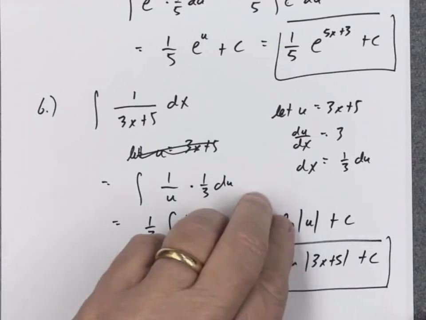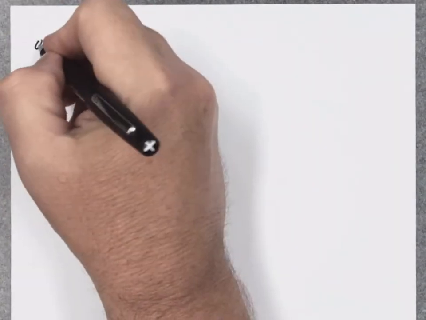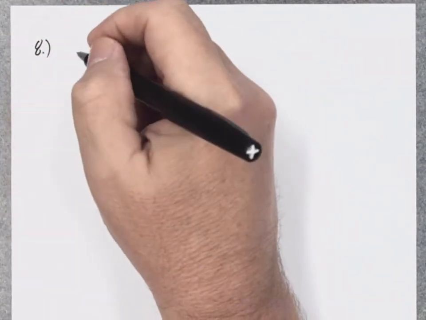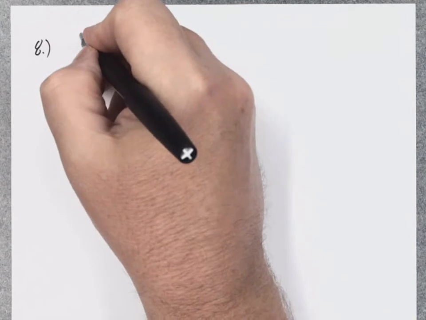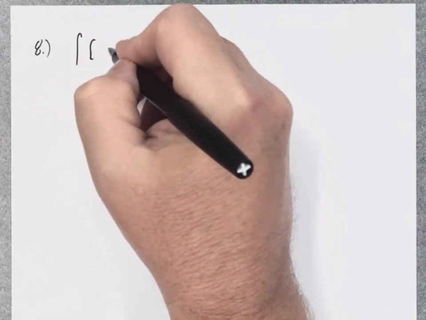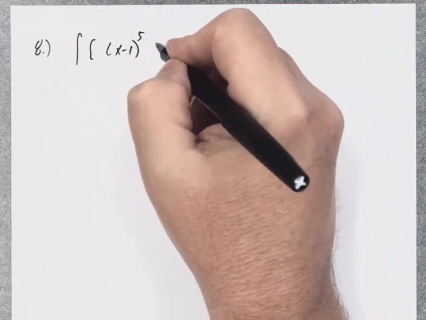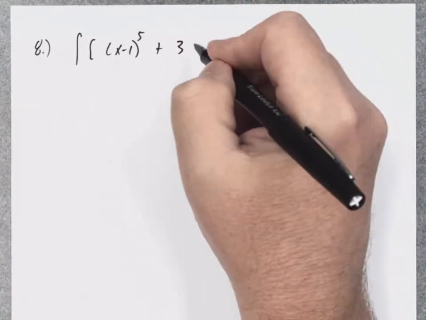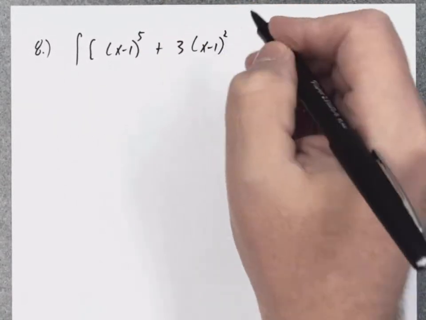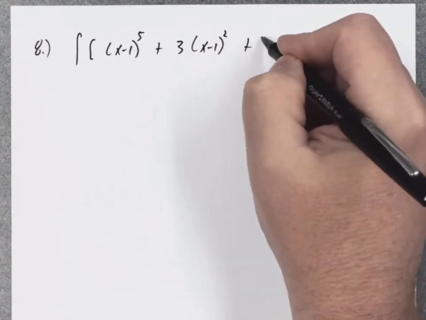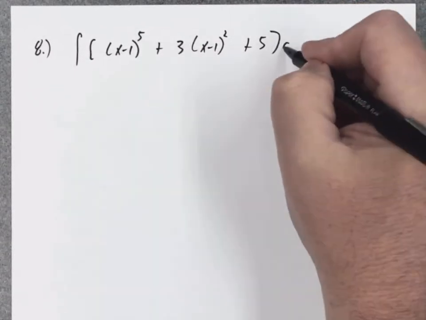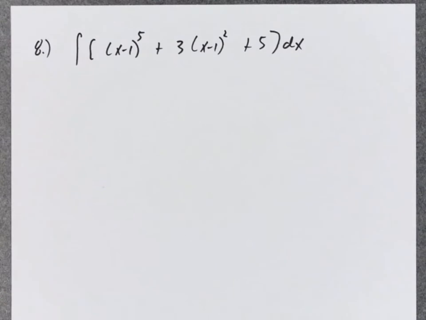All right, let's do a couple more, because if you see enough of these, then when you do them on your own, hopefully you can figure them out. How about number 8? The integral of (x minus 1) to the 5th plus 3 times (x minus 1) squared plus 5 with respect to x.